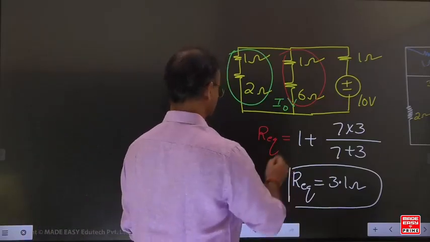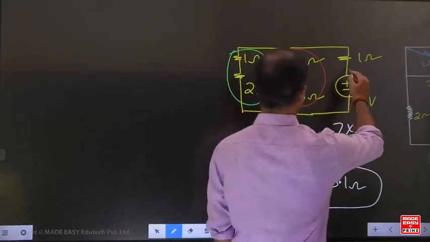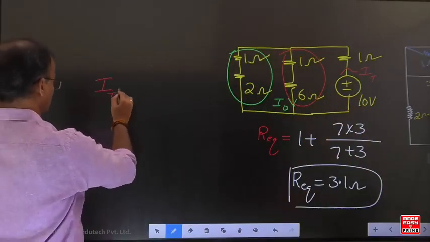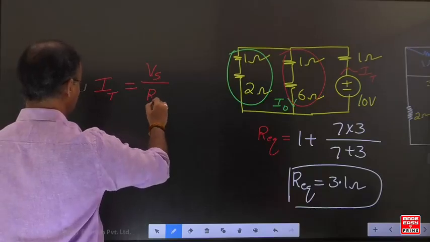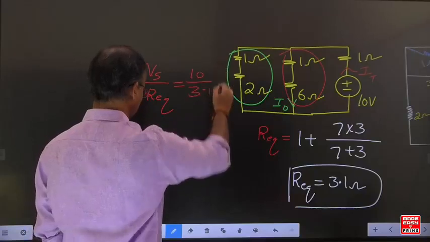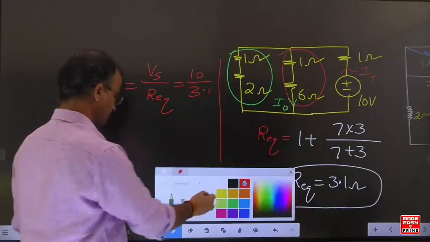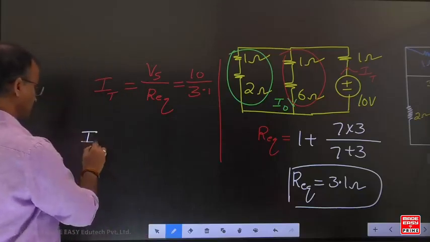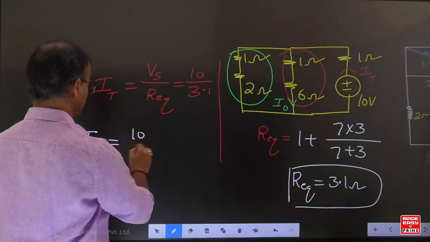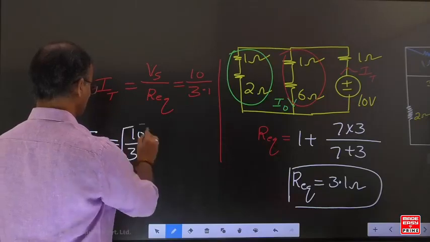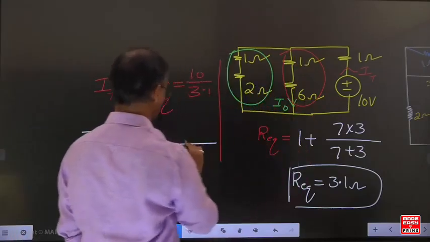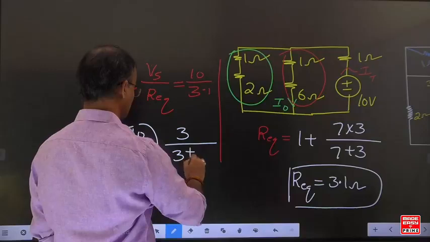From this one, can you find out the total current? Total current we write as Vs by R equivalent. Source voltage is 10, but the R equivalent is 3.1. Now, by applying the current division technique, can you find out the I naught value? What is the total current? 10 by 3.1, into the opposite resistor. Now, for this entire branch, what is the opposite resistance? 3 by total resistance.